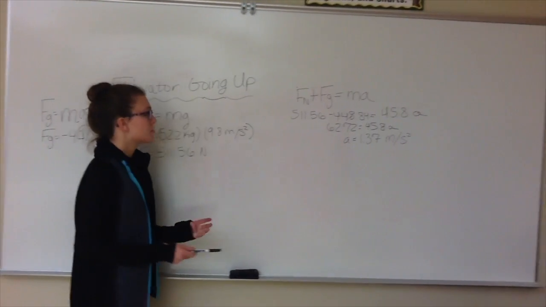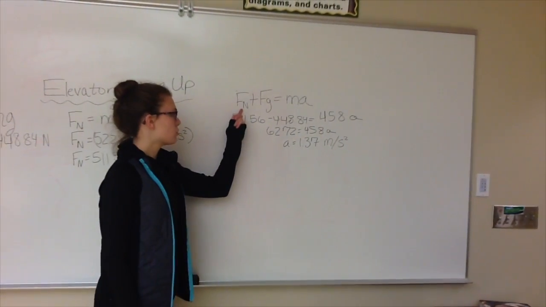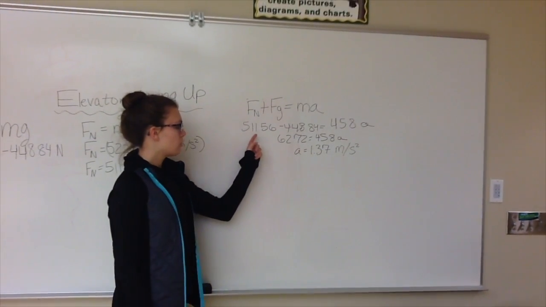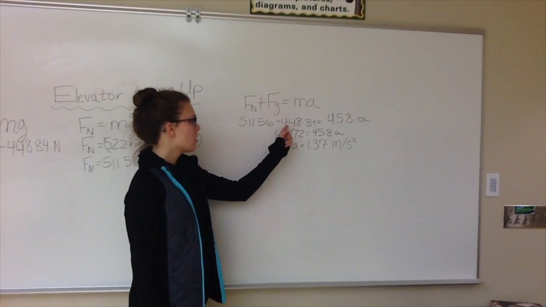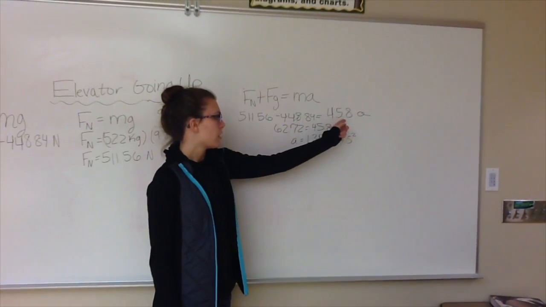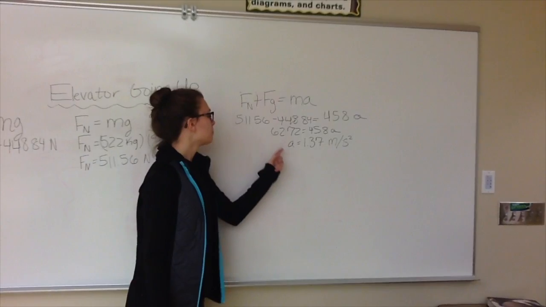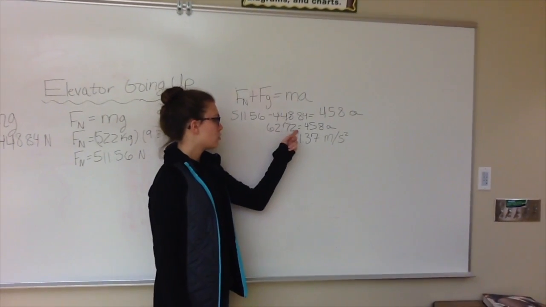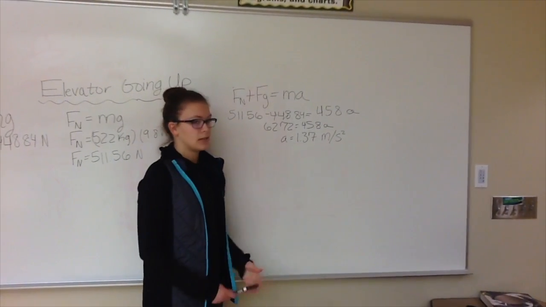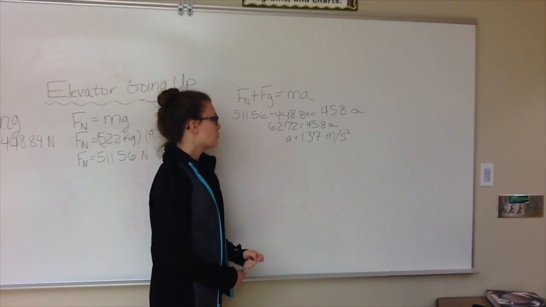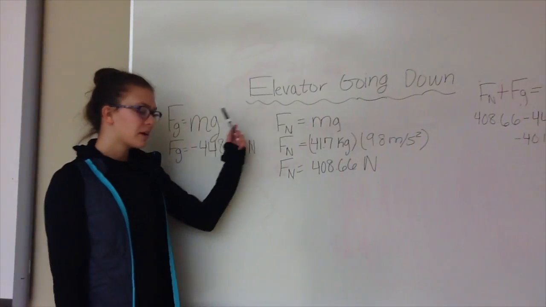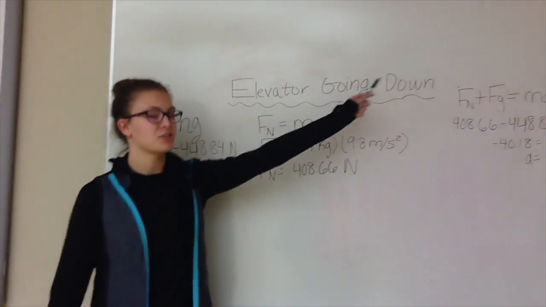So we get a force normal equaling 511.56 newtons. So now we plug this into our equation of force normal plus force of gravity equals mass times acceleration. So 511.56 minus our force of gravity of 448.84 equals 45.8 times our acceleration. Therefore, 62.72 equals 45.8 times acceleration, and our acceleration as the elevator is going up is 1.37 meters per second squared.